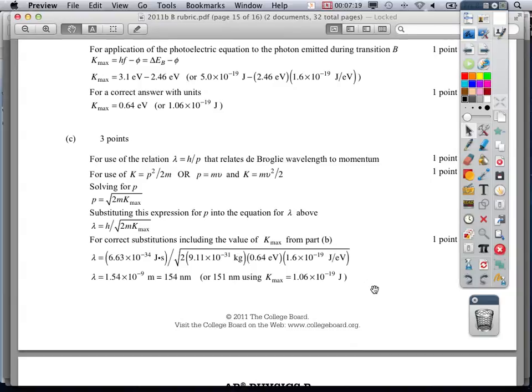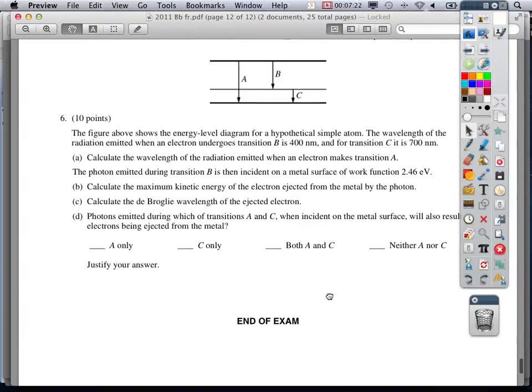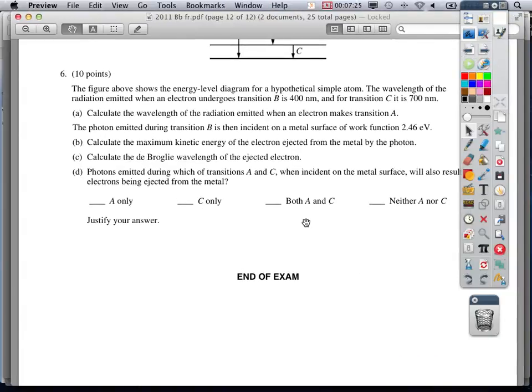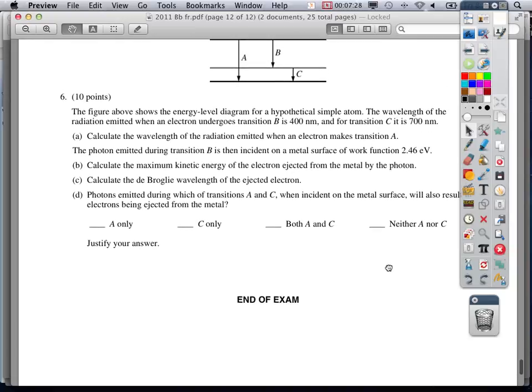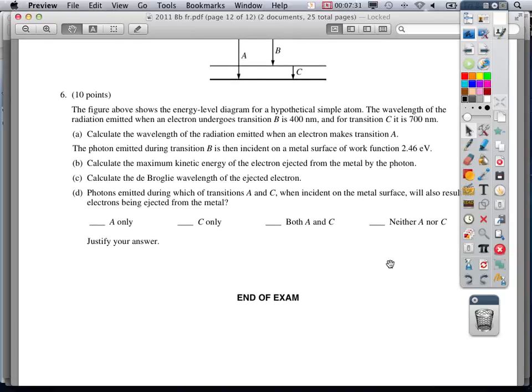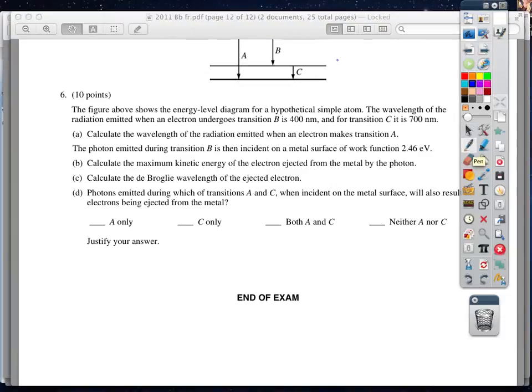All right, so then we shall move on. Then photons emitted during which of the transitions, when incident on a metal surface, will also result in electrons being ejected from the metal? All right. We know from the photoelectric effect equation that KE of the electron is going to equal HF, or energy of the photon, minus phi. All right, so there's A, B, no, okay, so they just do A, yeah, A and C, that's it.